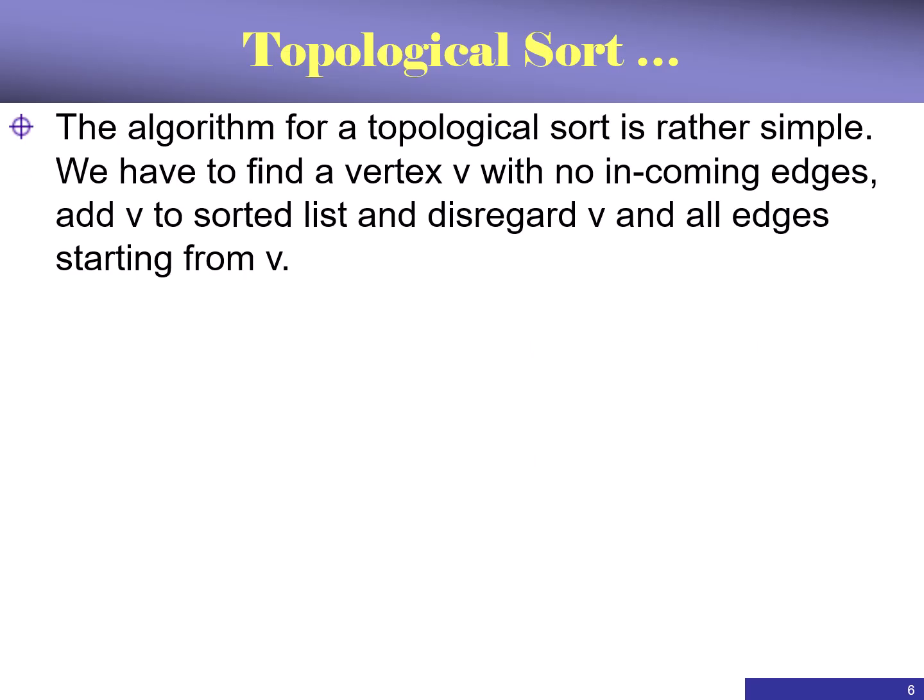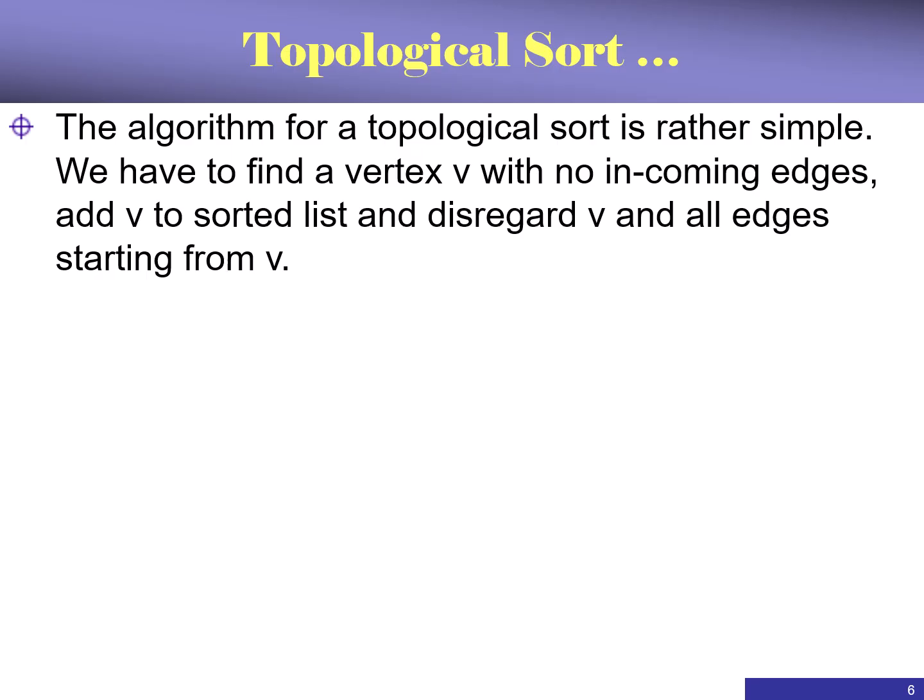Let's see how we are going to do the topological sort, the algorithm. The algorithm is very simple. We have to find a vertex with no incoming edges. What do you mean by no incoming edges? No inward edges to the vertex, that means 0 in-degree. Add that particular vertex V to the sorted list and remove V from the graph, along with all the edges coming out of that V.